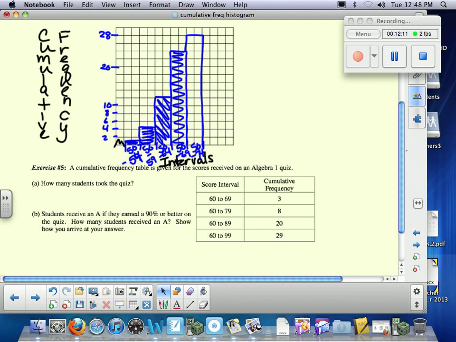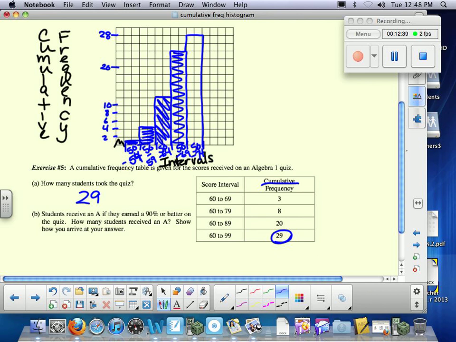All right, our last question has us deal just with the table. We don't have to build a cumulative frequency histogram. These are grades on an Algebra 1 quiz. So our first question, how many students took this quiz? Go ahead. 29. Where'd you get that from? It's the last number of the chart. Correct. Because it's cumulative, you can go right to the bottom and figure that out.